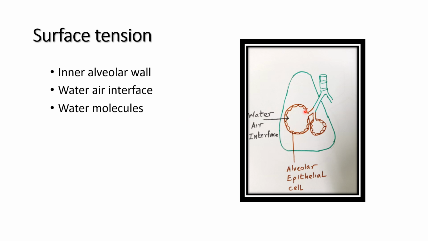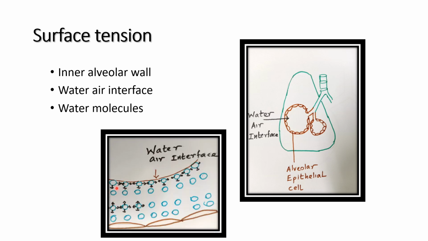This is the enlarged view of a small area. This part is the pulmonary epithelial cells, type 1 pneumocytes. This is the thin layer of water molecules. In the magnified view, the water molecules are present, and surface tension is created by the water molecules at the water-air interface. It occurs only at this level.